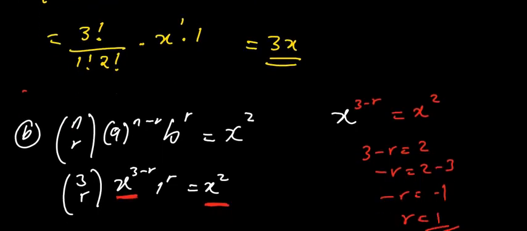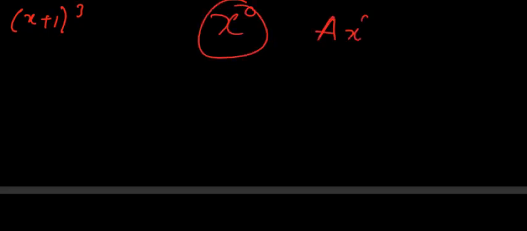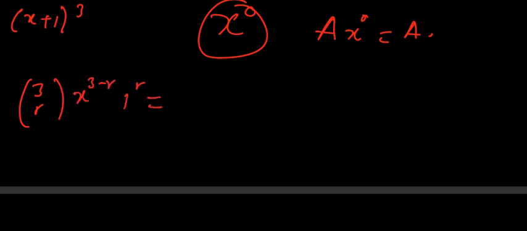Then the last one, they're saying the term independent of x. This means the term which doesn't have x in the expansion. To get it, always think about x to the power 0, because if I put a, x to the power 0, the answer is just the same thing as a. So now we're going to say n choose r, then 3 minus r, then 1 to the power r, equate it to this part. Get the parts that have x, just this part and this part. x to the 3 minus r is equal to x to the power 0.